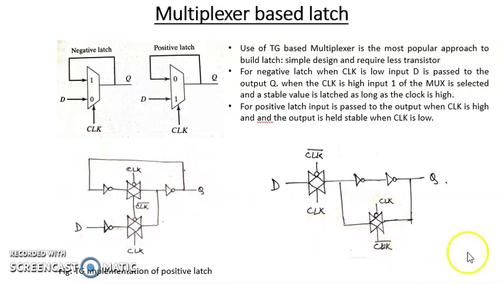This figure shows an alternative method for implementing a positive latch. When the clock is high, the TG will remain on and the D will be copied to the output. If the clock is low, this TG will remain off, this TG will turn on, and the value of D will be preserved here, and the latch will be in the hold state.